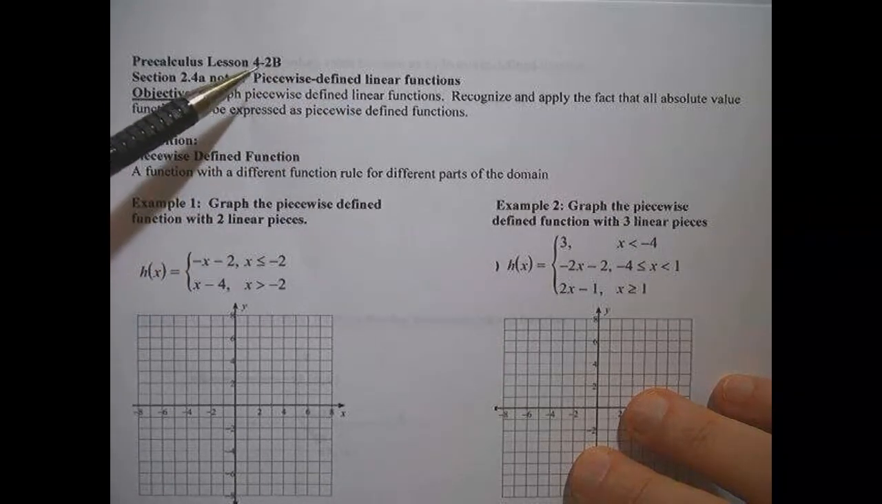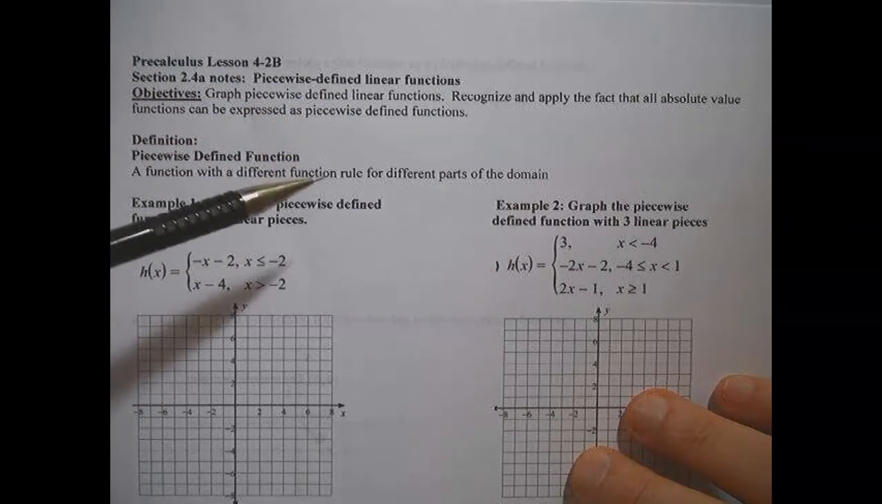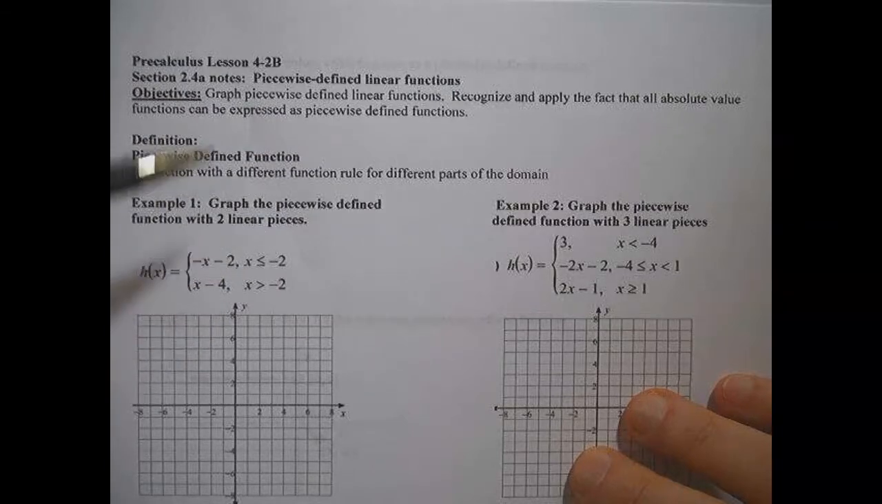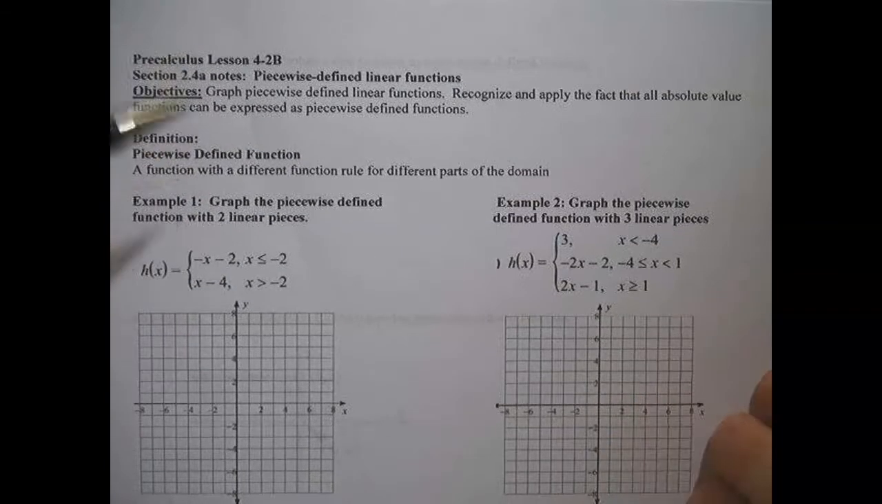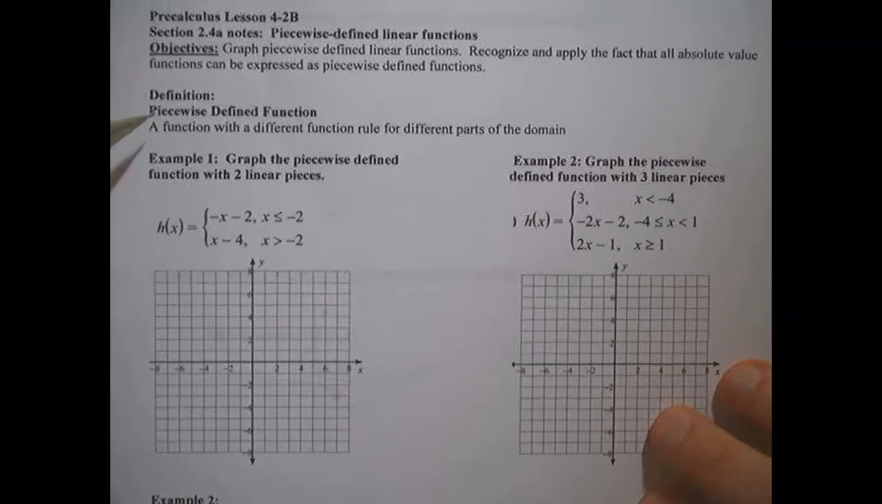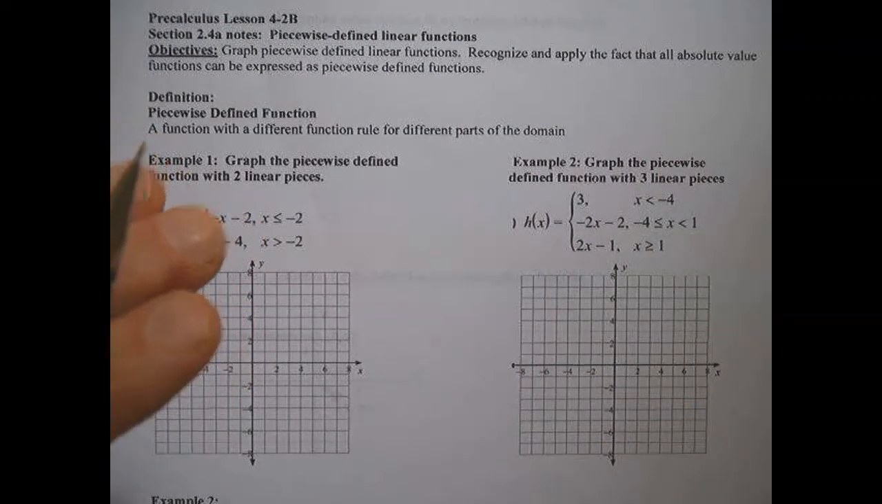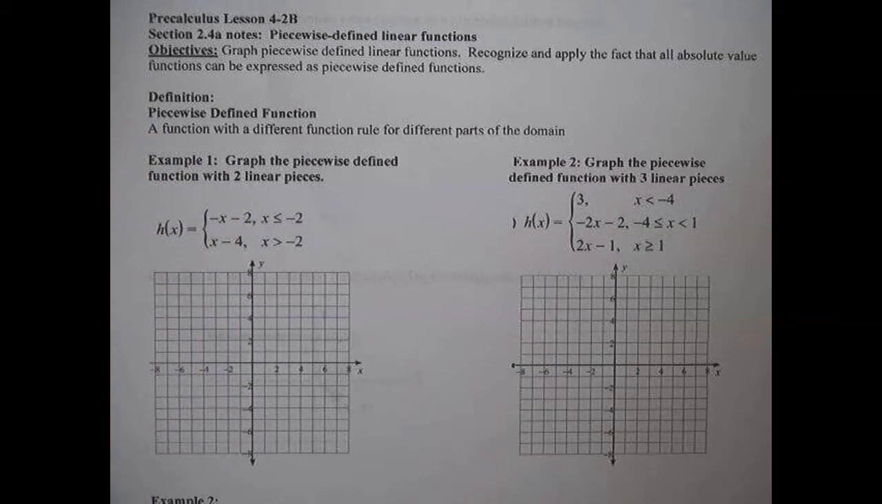When we get to lesson 4-3a, we're going to be looking at curves. Anything that we know the parent function will be a potential curve that we're going to graph. Alright, so for this, the goal here: what is a piecewise defined function? It's a function that has two different rules. In this case, they're all going to be lines for different parts of the domain.